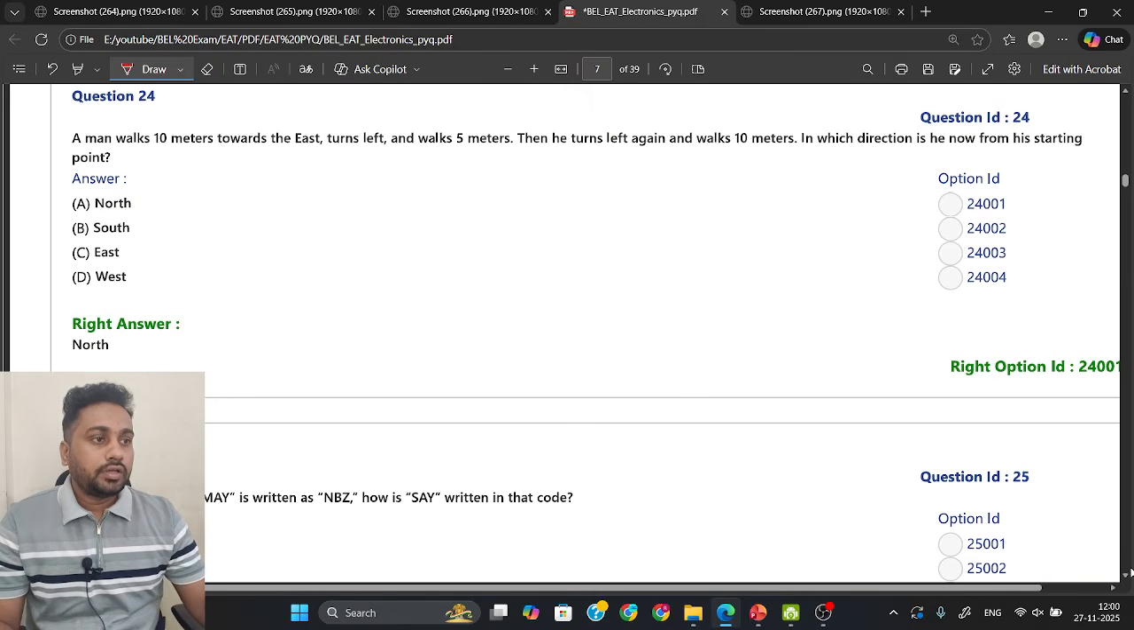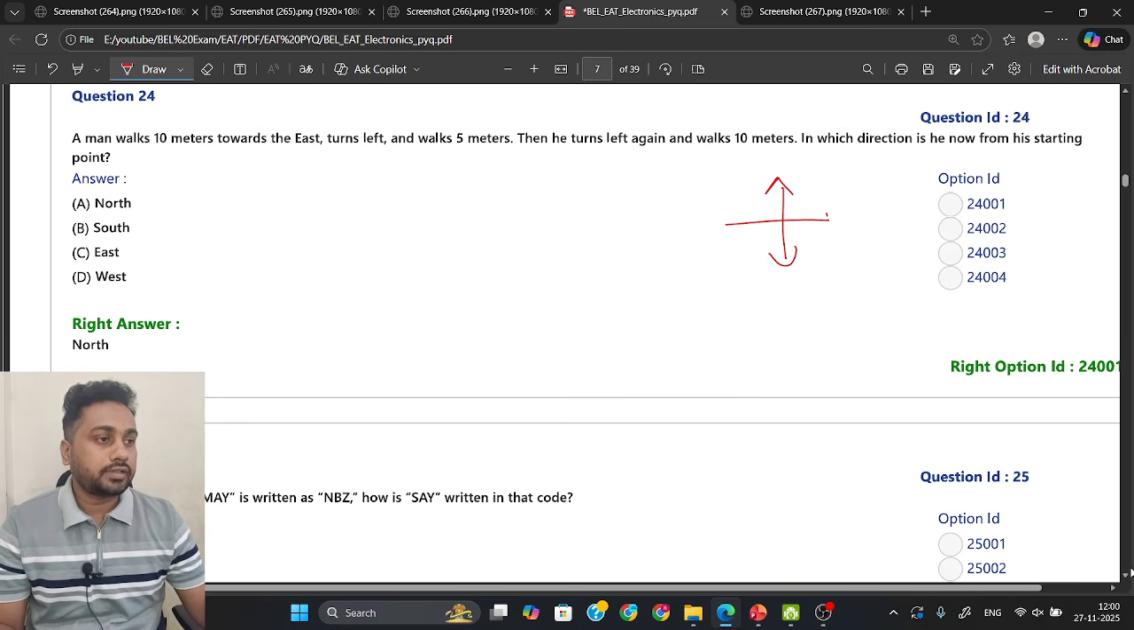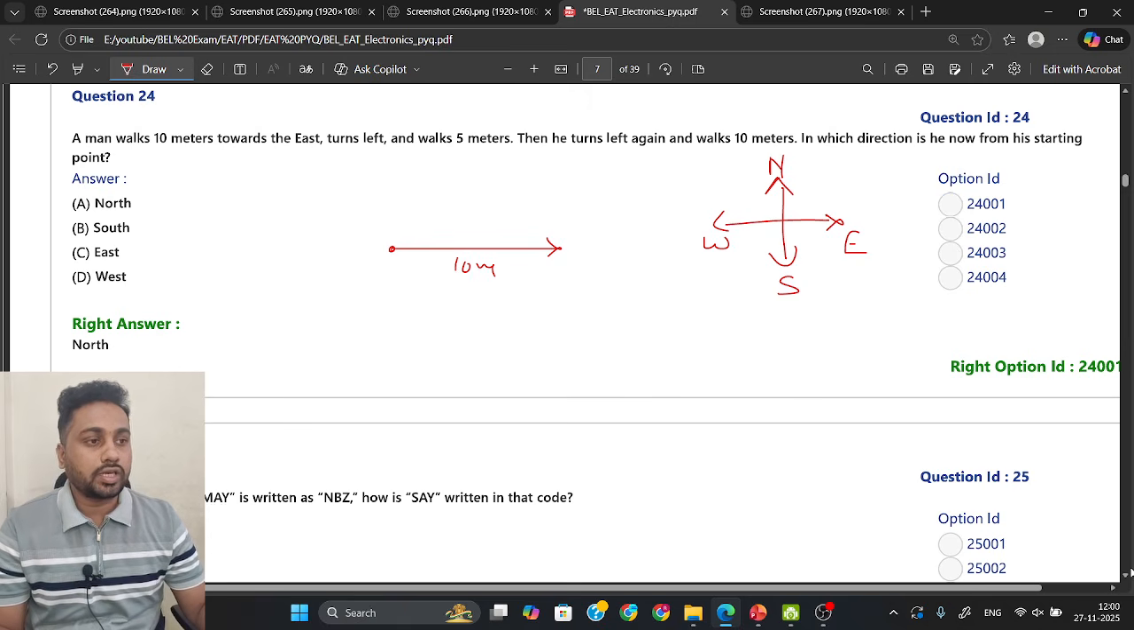Now this is a direction question. So whenever you get a direction question, just make a direction diagram. This is north, this is south, this is east, and this is west. So now a man walks 10 meters toward east. A man is there somewhere, he is walking 10 meters toward east. This is 10 meters and this is the east side. So this is left and this is right.